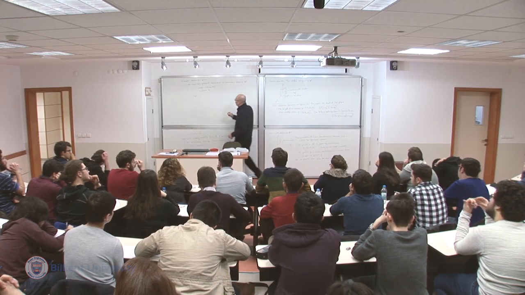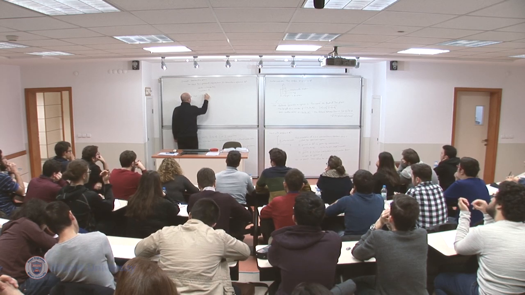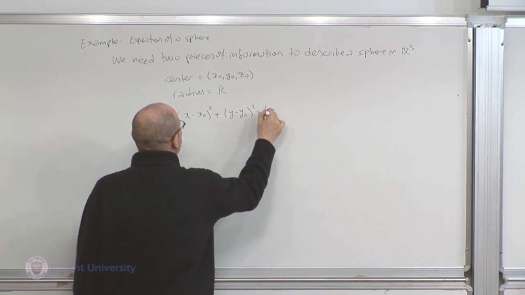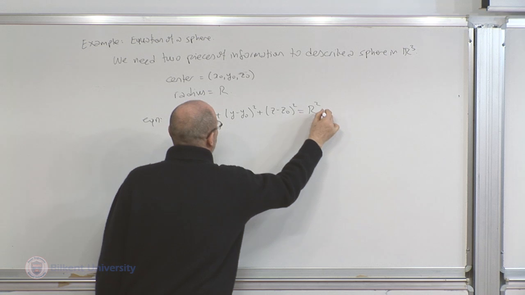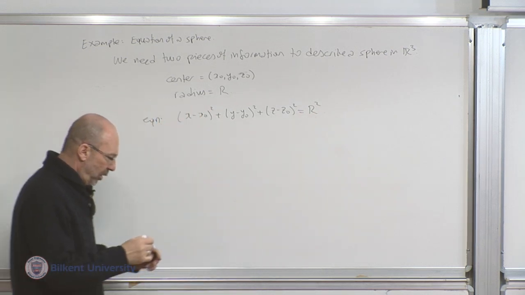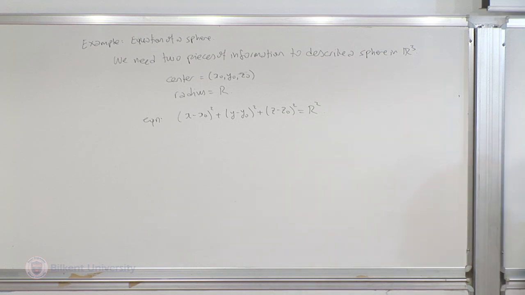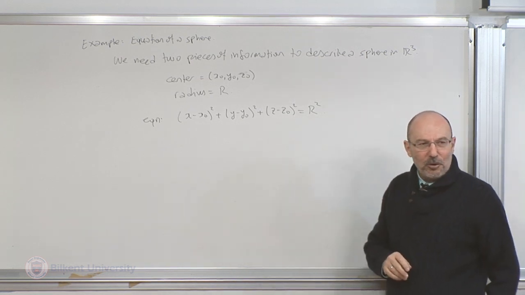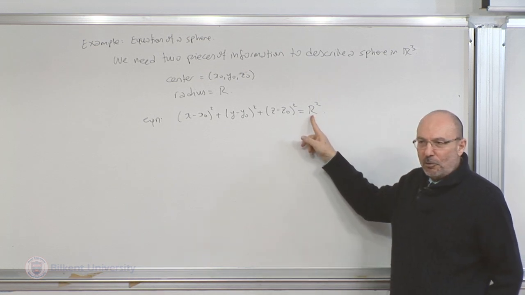Okay, so the equation will be: x minus x sub 0 squared, plus y minus y sub 0 squared, plus z minus z sub 0 squared, equals r squared. Okay, so that's again the same thing. So now you can talk about the unit sphere, which is very important in lots of mathematical calculations. The unit sphere is when r is equal to 1.